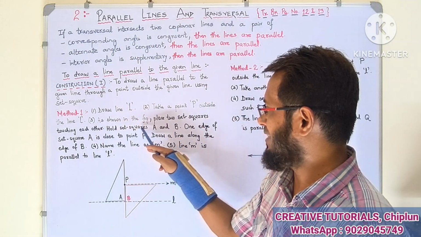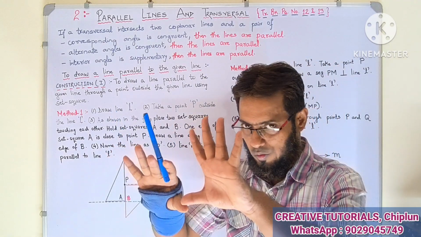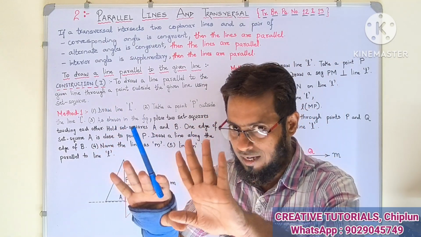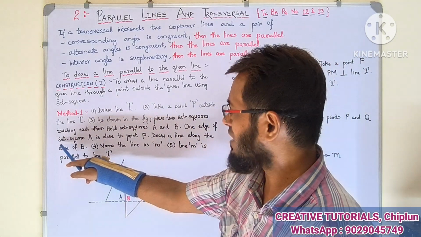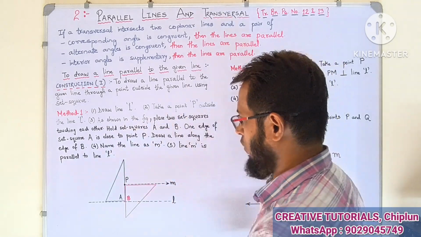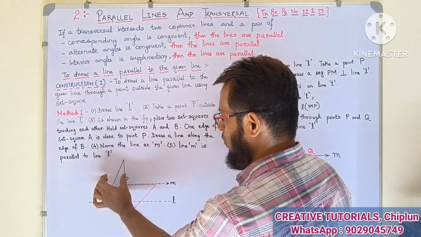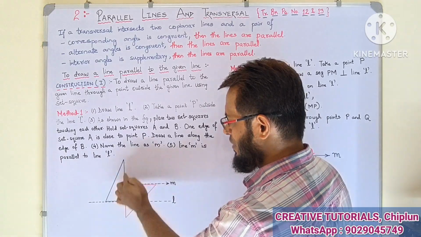Then hold set square A and set square B. You have to hold them on the page. Then one edge of set square A is close to the point P. So now this is the set square A, and one point is close to the point P. Right now, so this one.